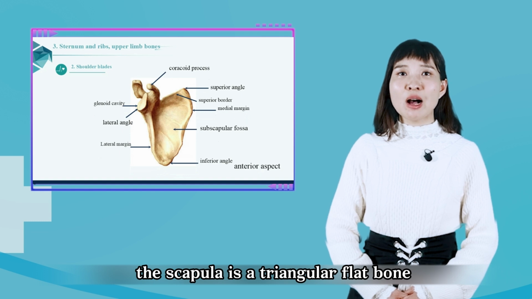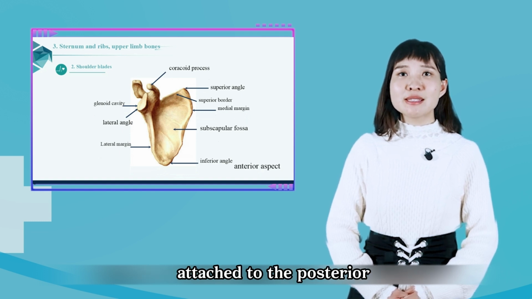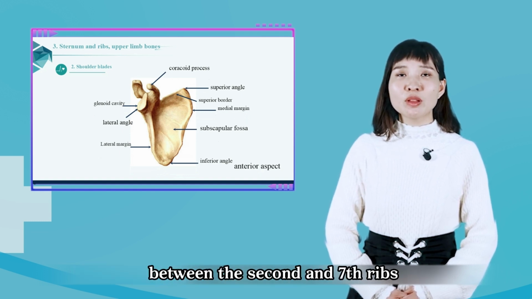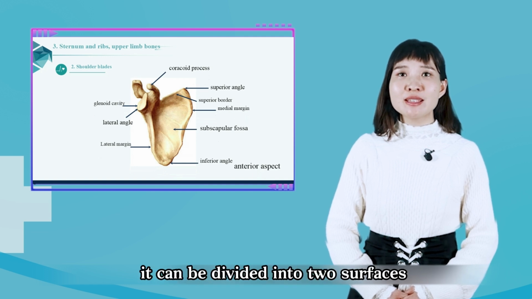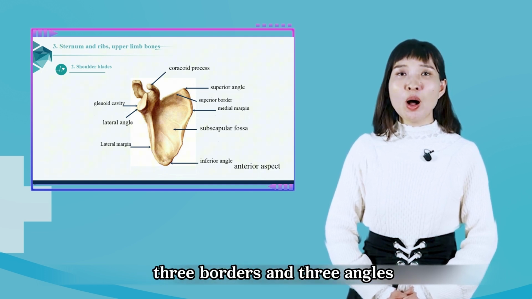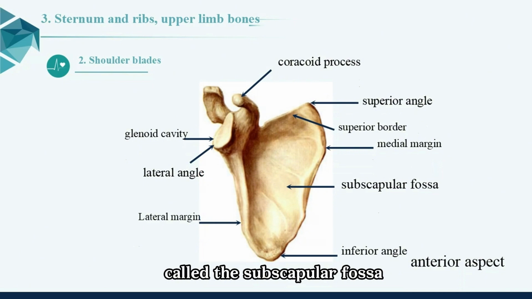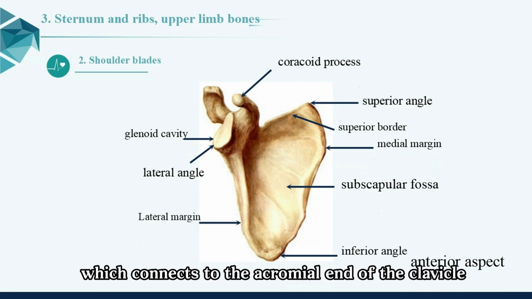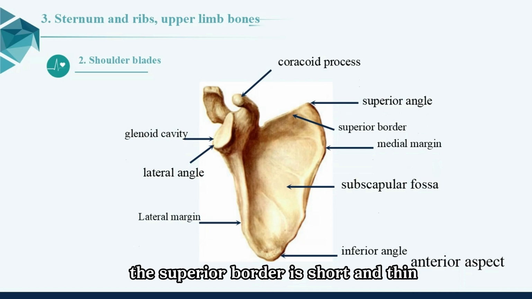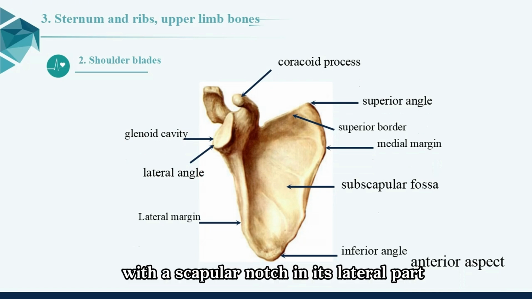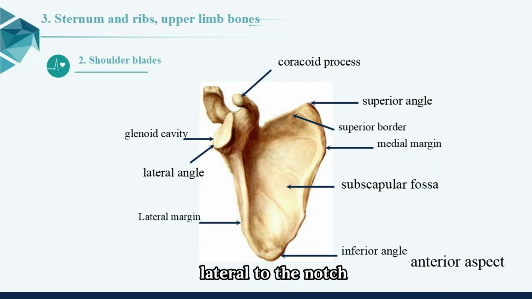The scapula is a triangular flat bone attached to the posterior outer surface of the thoracic cage between the second and seventh ribs. It can be divided into two surfaces, 3 borders, and 3 angles. The ventral, or costal, surface faces the thoracic cage and has a large shallow fossa, called the subscapular fossa. The flattened projection extending laterally from the scapular spine is called the acromion, which connects to the acromial end of the clavicle. The superior border is short and thin, with a scapular notch in its lateral part. Lateral to the notch, there is a forward finger-like projection called the coracoid process.